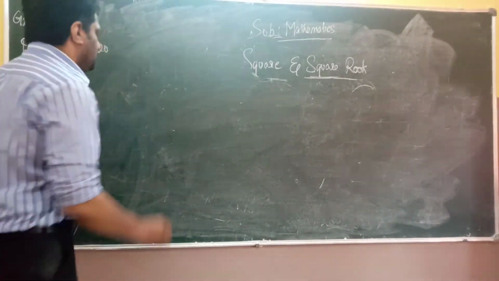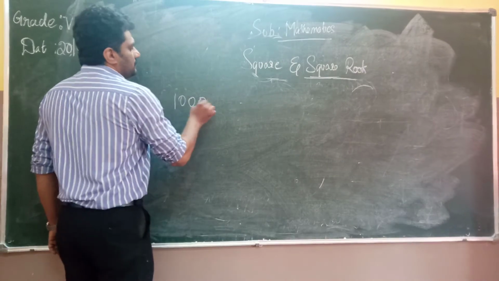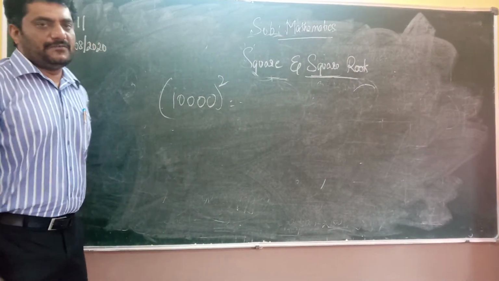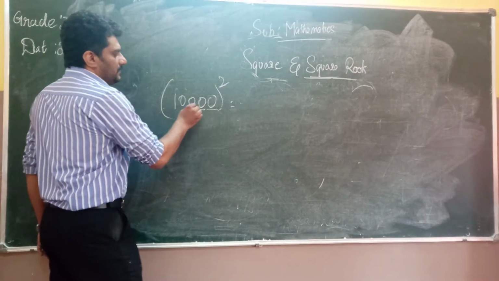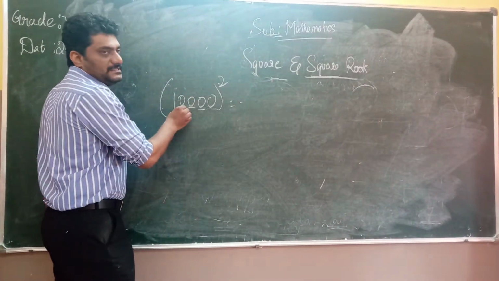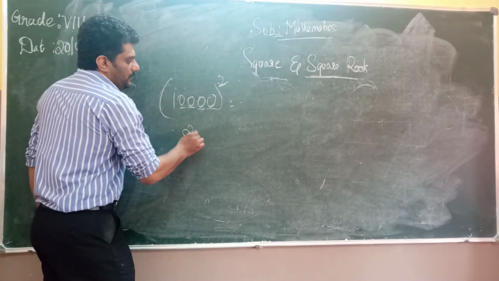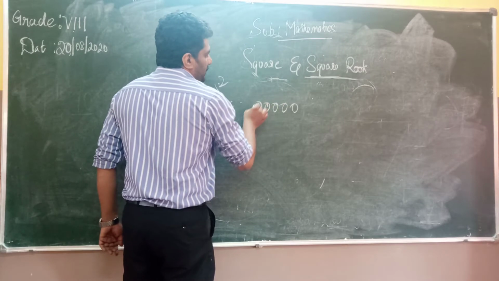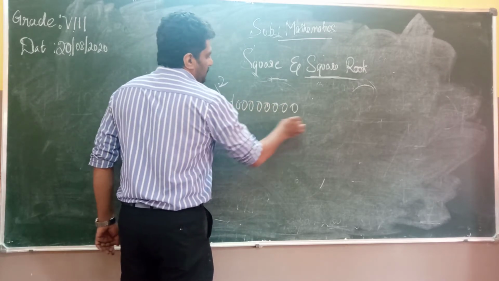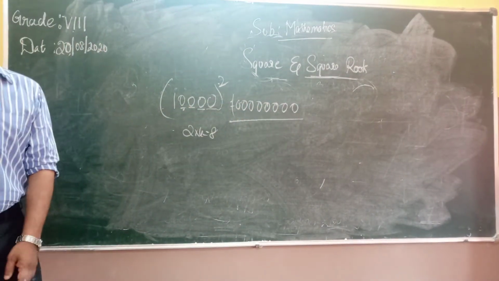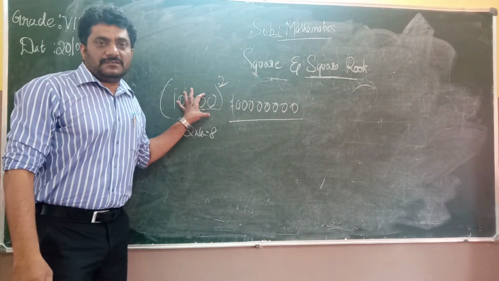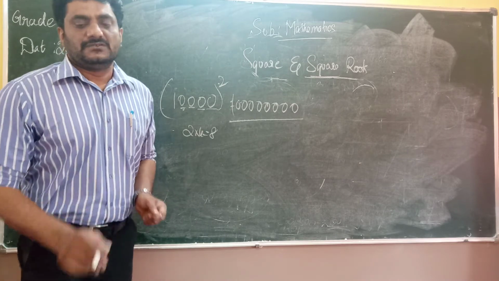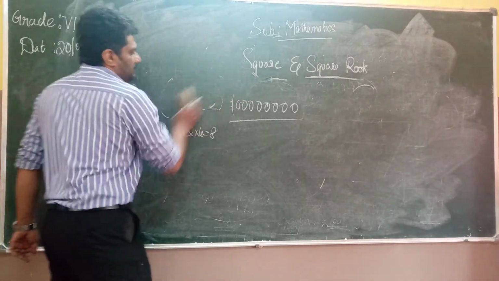Similarly, if you have a number 1000 square, how many zeros do we have here? 1, 2, 3. That means the square of this number will have 2 into 3, which is 6 zeros. This is the square of this. So whenever you see the number of zeros, just multiply with 2. That will be the zeros in the square of that particular number.